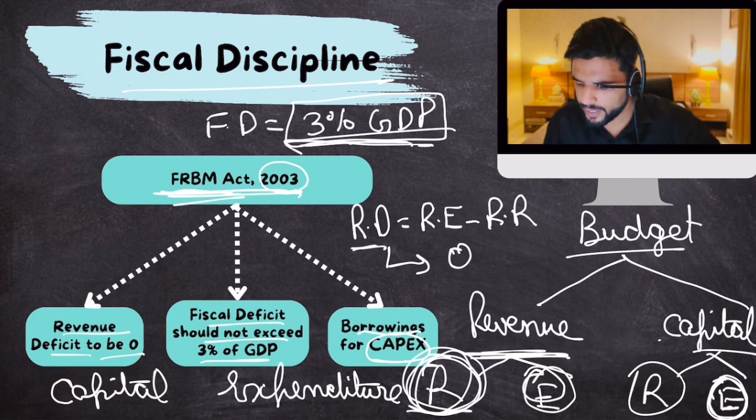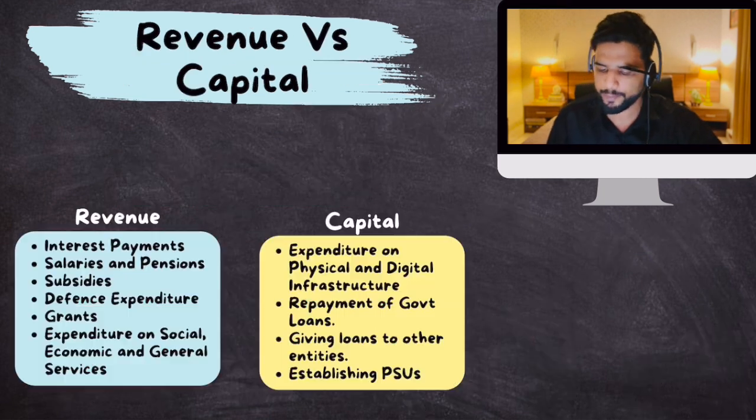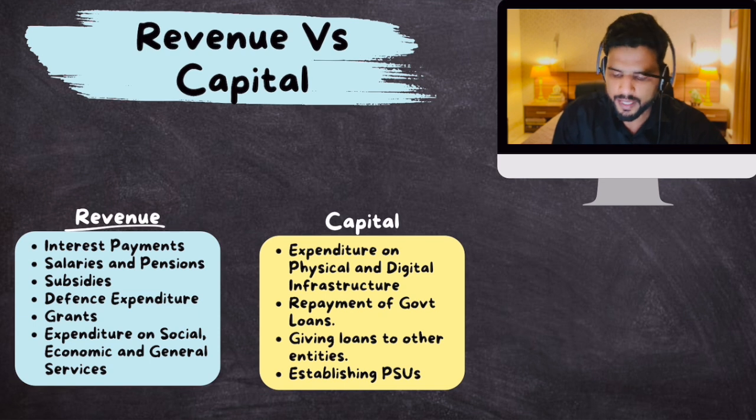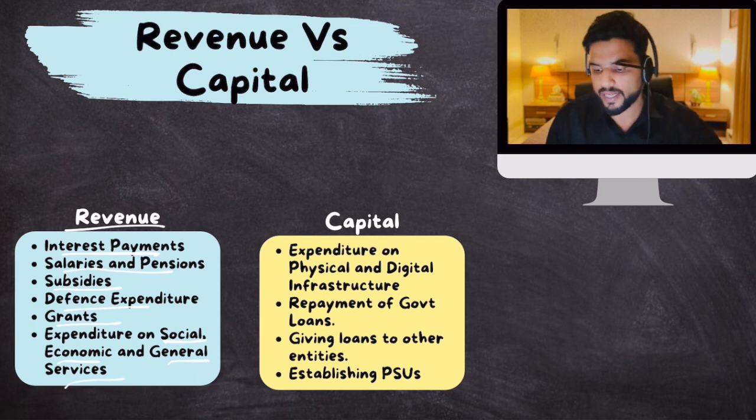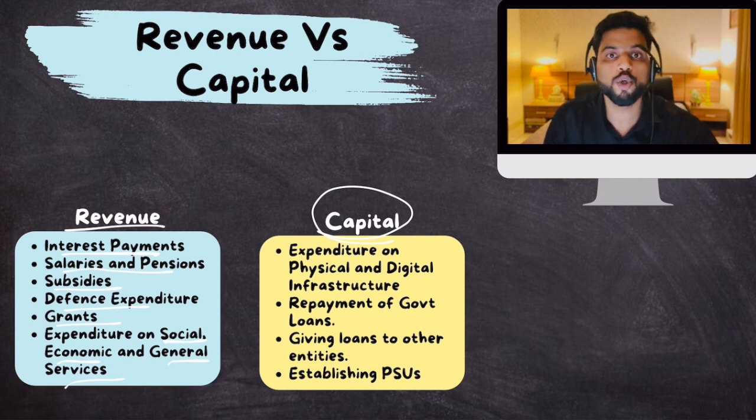Now, what all is included in revenue expenditure and capital expenditure? Revenue expenditure means interest payments, salaries and pensions, subsidies, defense expenditure, grants given by the central government, and expenditure on social, economic and general services. Whereas capital expenditure is expenditure on building infrastructure, roads, bridges, physical infrastructure, digital infrastructure like UPI, Aadhaar and all, repayment of past loans, giving new loans, establishing new companies. Government also has companies, PSUs. So all of this is capital expenditure.